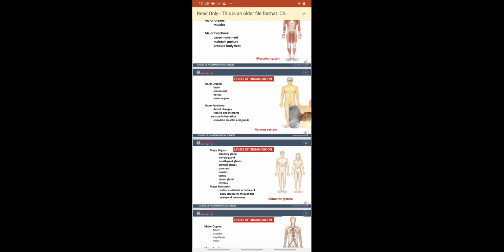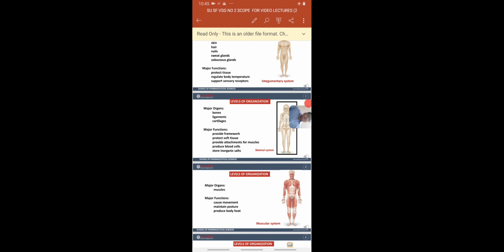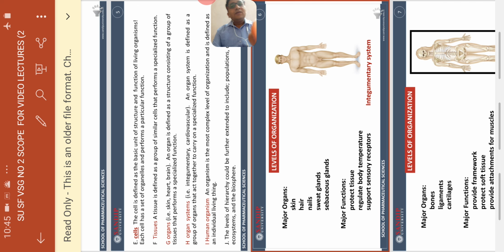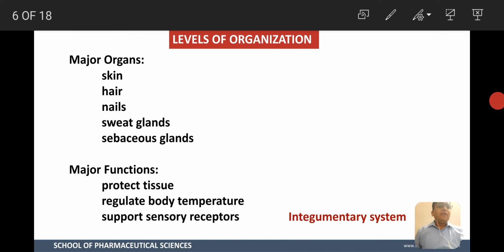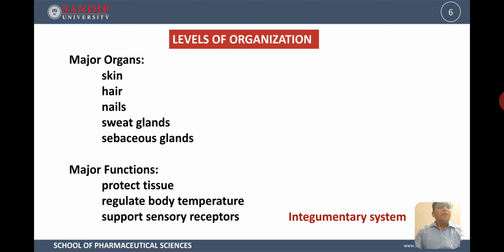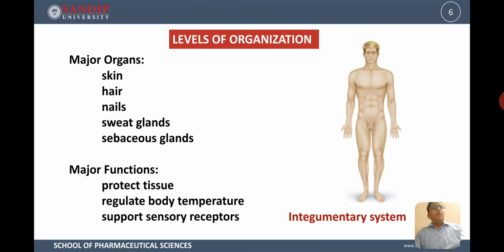After that, the next important point is there. We can start with the systems. So the first system we can start with is the integumentary system. Now what is the integumentary system?